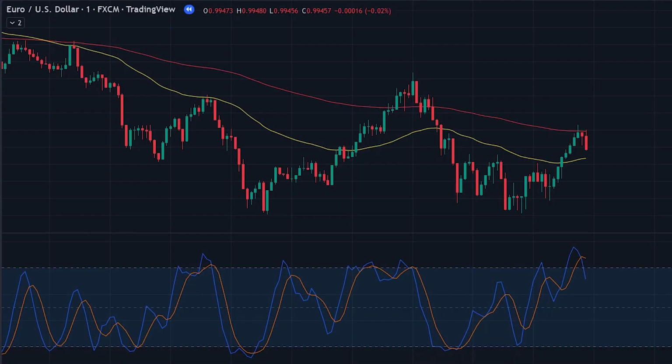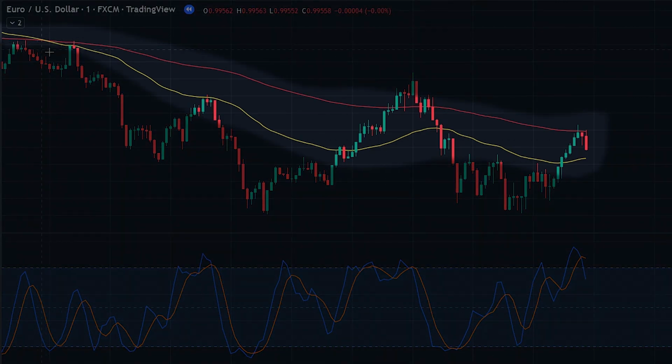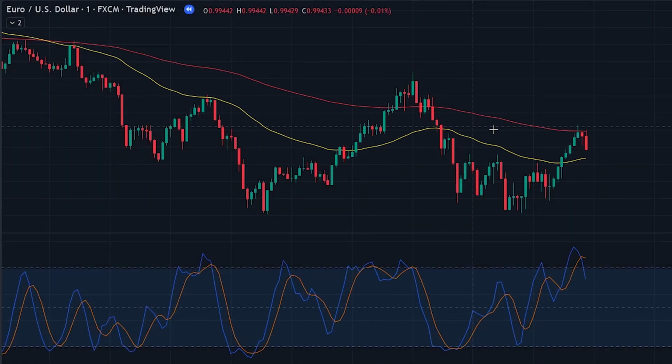Here are the rules for entering into a short position. Firstly, we will need to see that the 50 EMA is below the 150 EMA. This indicates that the market is currently in a downtrend.